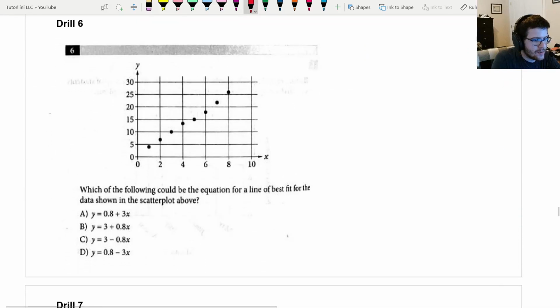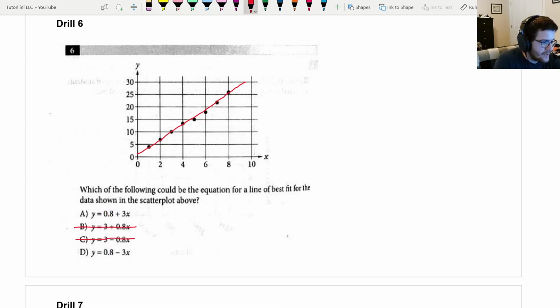Okay, drill 6. Which of the following could be the equation for a line of best fit? So first thing I'm going to do, you guys can't do this on the digital test, but I'm going to draw the line of best fit. So something like that. And I see that the y-intercept is going to be positive. It seems out of the two y-intercepts that 0.8 is more reasonable. So I'm going to cross off the ones with the 3 as a y-intercept.